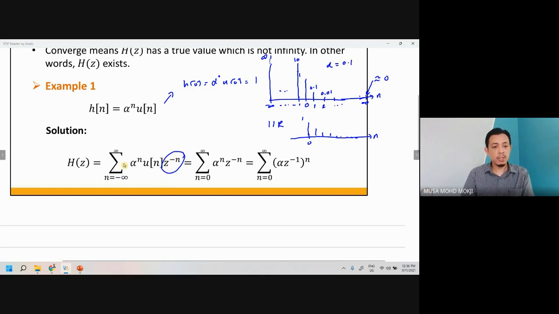We have a range here. The range is minus infinity to infinity generally. But because we know that u[n] is from 0 up to infinity, we can just remove the u[n] and replace the range with 0 up to infinity. Multiply with z to the power of minus n, and then you group that, and you get something like this. So this is alpha z to the power of minus 1.